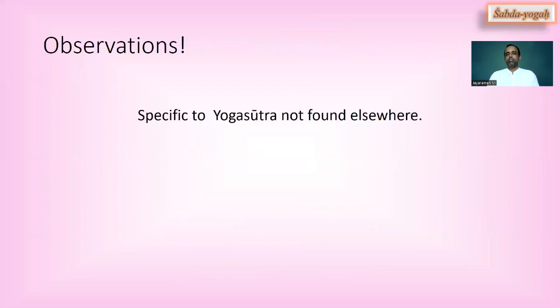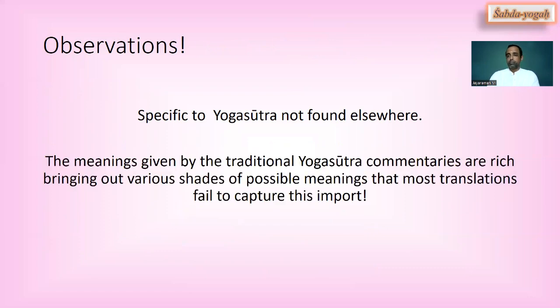So just to give the observations, we can see that Anushasanam is a specific term that we find in Yogasutra alone, and it is not found elsewhere. And more importantly, we see the rich commentorial inputs, some 6 ideas about what Anushasanam is all about. So that rich insight comes from Yogasutra, the traditional commentaries alone. And most English translations miss out on capturing this beautiful essence.